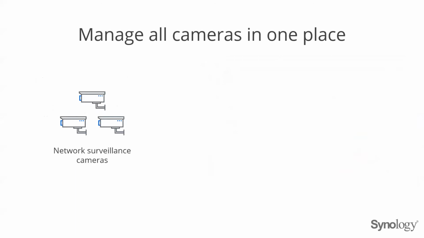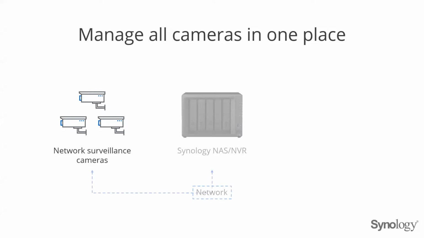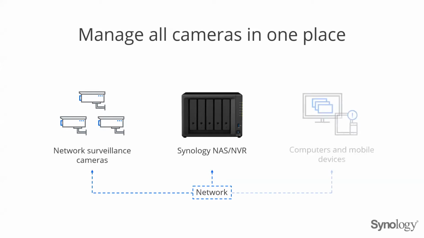So here's how it works. You have your cameras installed and set in place throughout your buildings, and they're all connected to your network. Now, by connecting a Synology NAS or NVR to that network, it will automatically find all of those connected cameras. Then, by connecting a computer or a mobile device to that same network, we can access, manage, and watch in real time our entire security deployment.